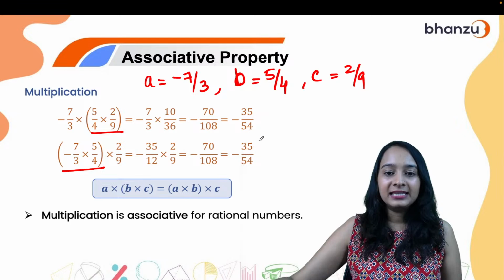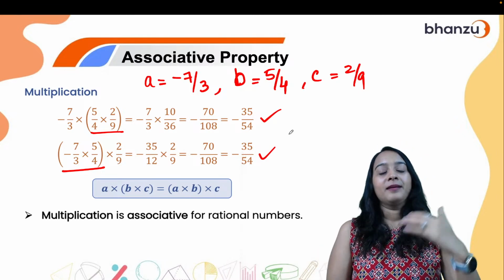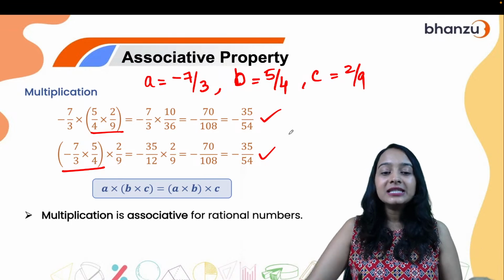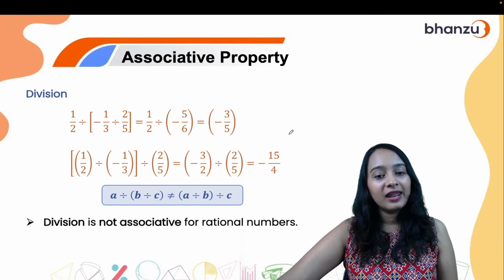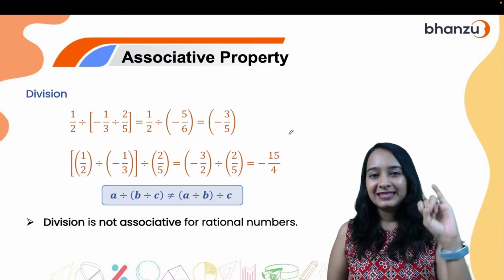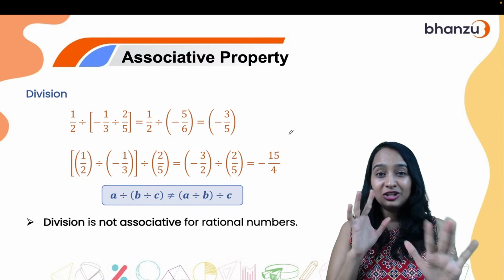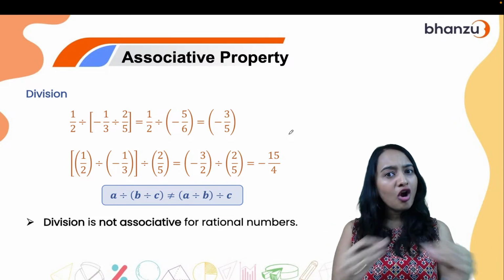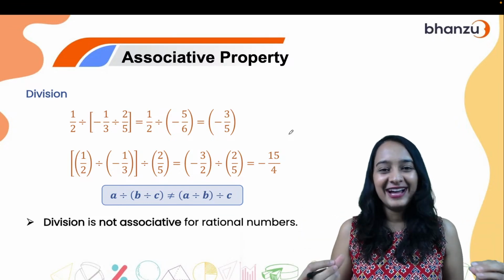The answer is the same. So, multiplication is associative for rational numbers. Again, division is a thumbs down. Subtraction and division are these two bad students who do not follow any rules of mathematics.